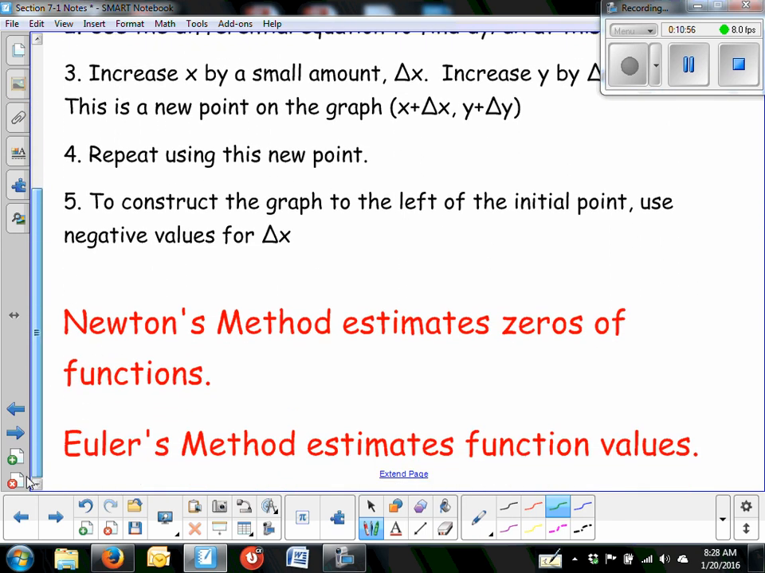A common misconception is that people confuse Newton's method and Euler's method. Newton's method estimates the zeros of functions. In other words, we're trying to figure out what x is, but we know that y has to be 0, and we use derivatives to estimate that 0. Euler's method estimates function values. In other words, we know what x is, and we use derivatives to estimate the y's. So they kind of work with opposite variables here.